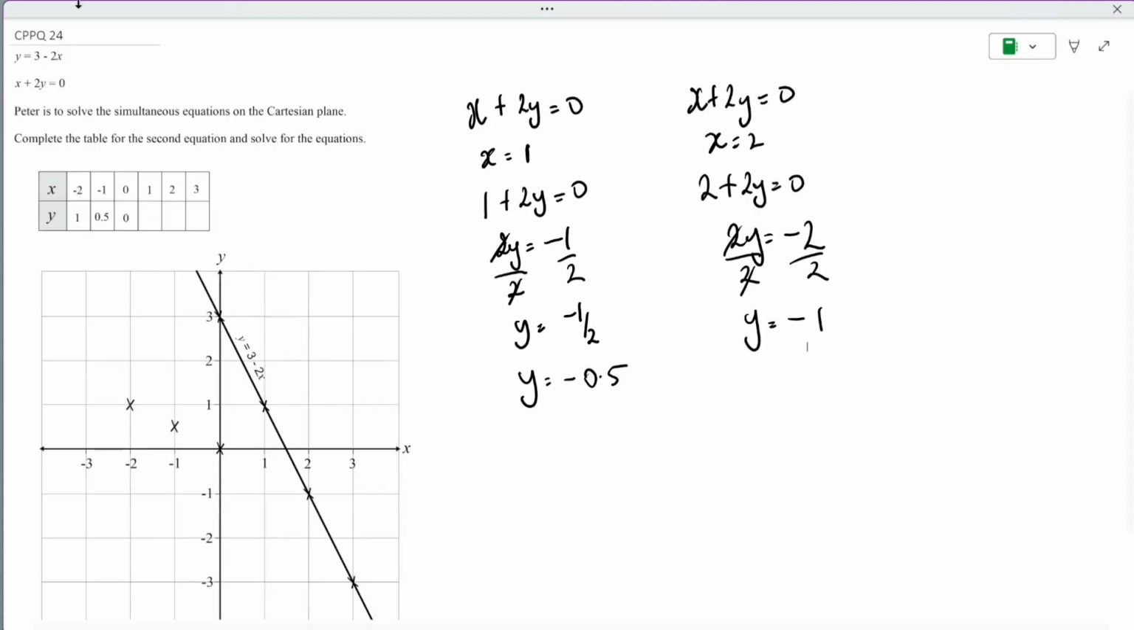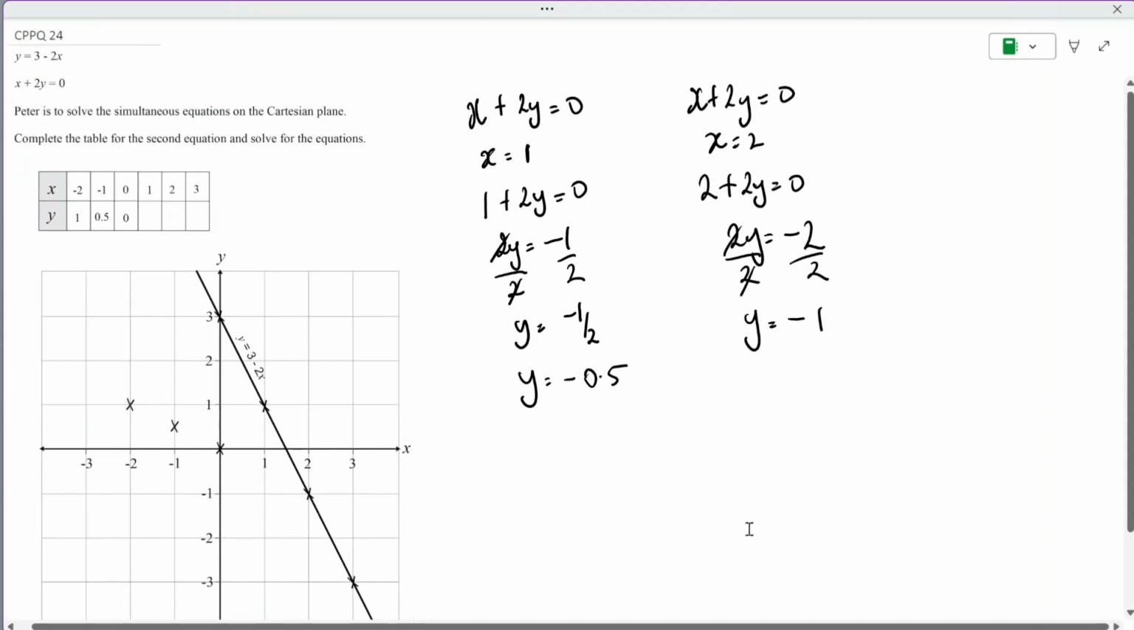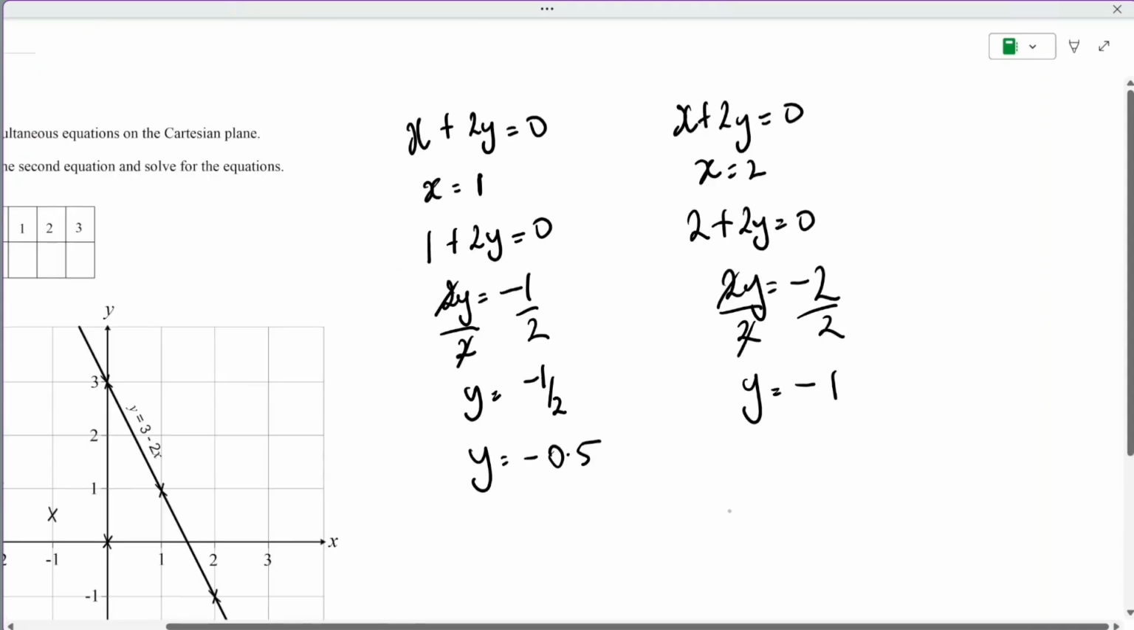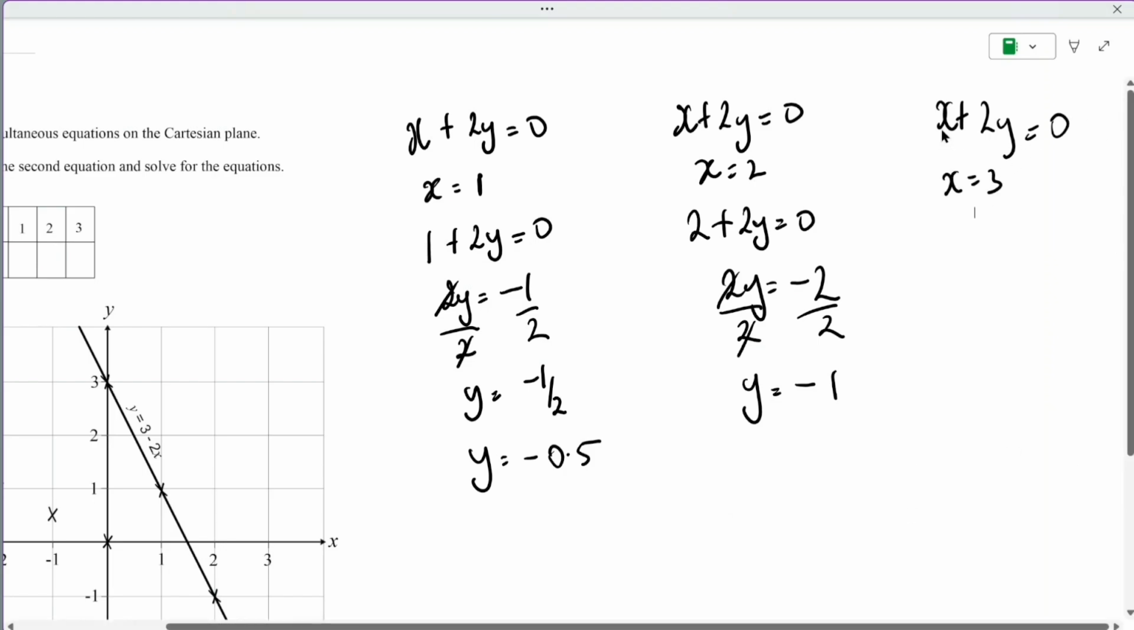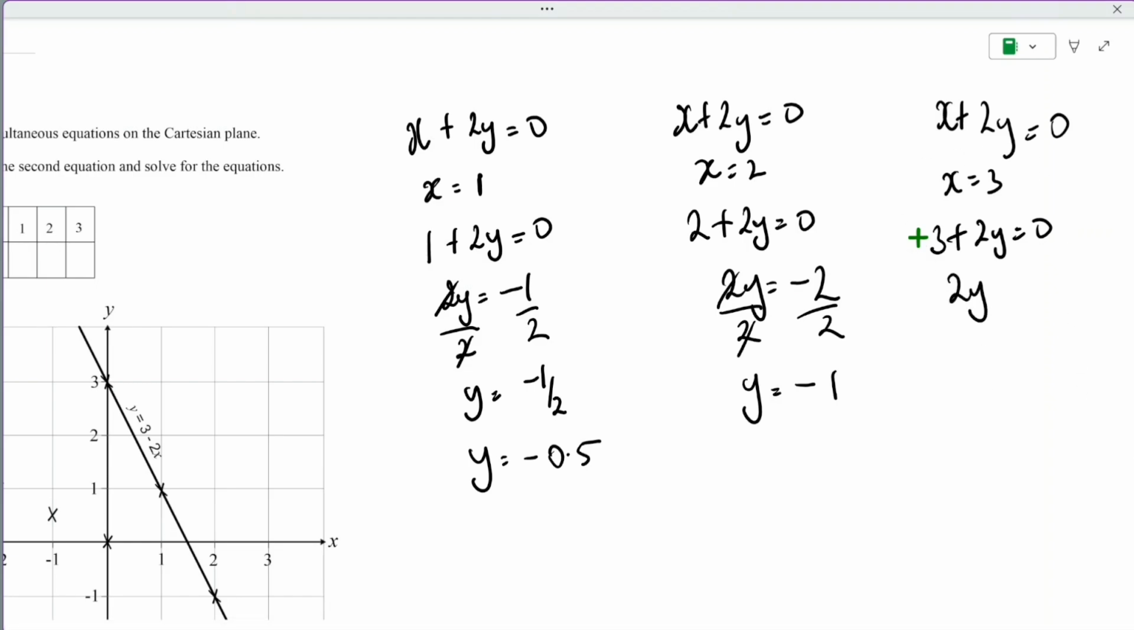We go for the third, which is when x is 3, what's y? We have the second equation, x plus 2y equals 0. When x is 3, what's y? That means we're changing the value of x to 3. So we have 3 plus 2y equals 0. This is plus 3. It crosses and becomes negative 3. So we have 2y equals negative 3.